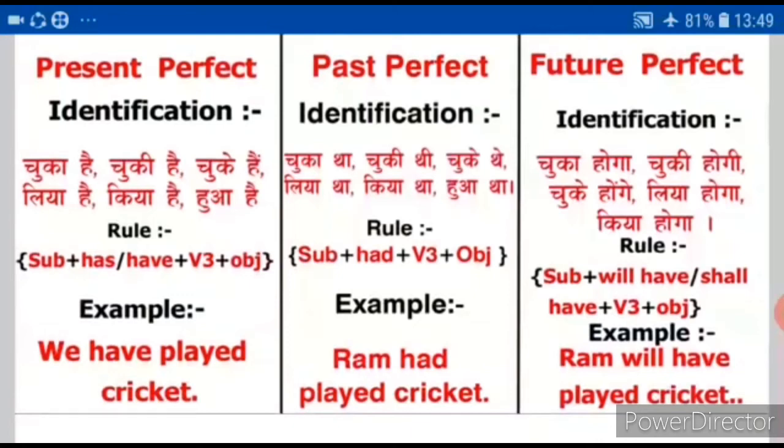In the same way, for past perfect tense, we have to use the identification here: चुका था, चुकी थी, चुके थे, लिया था, किया था, हुआ था, and its rule is subject plus had plus third form of verb plus object. Example, Ram had played cricket.